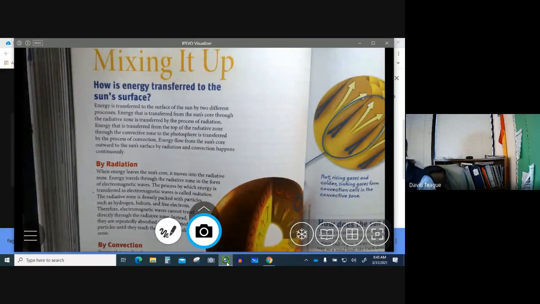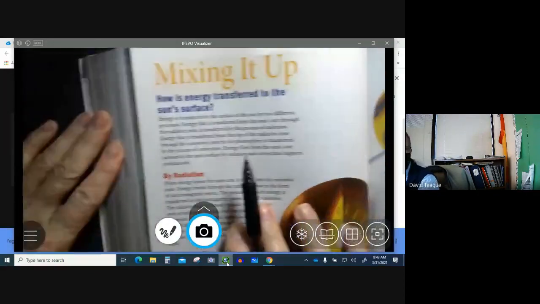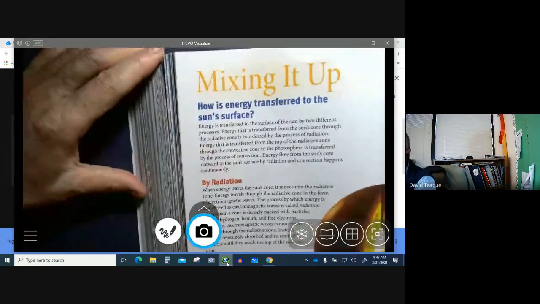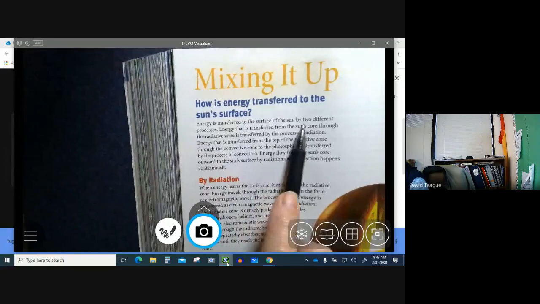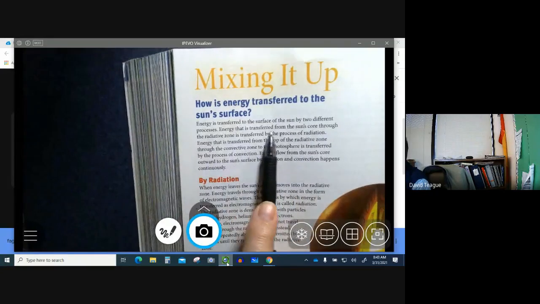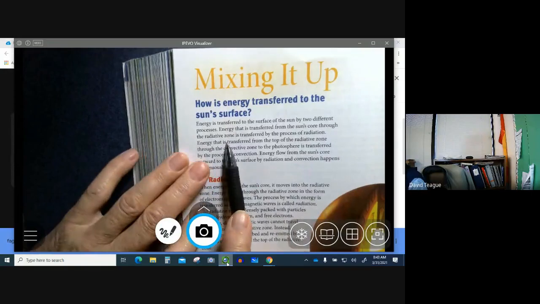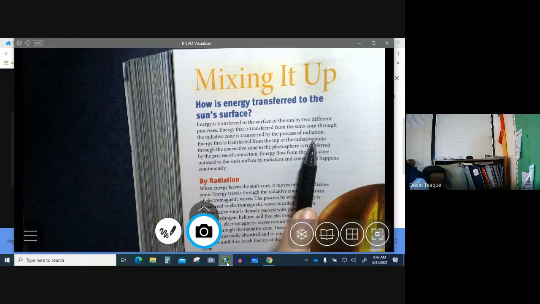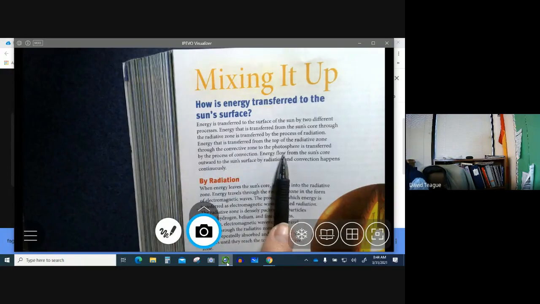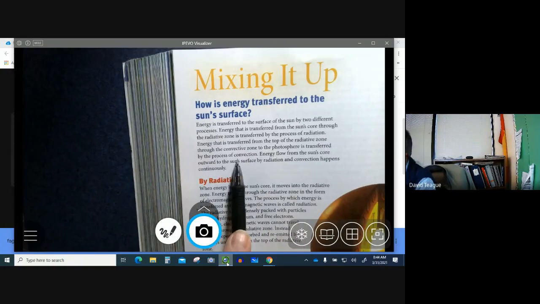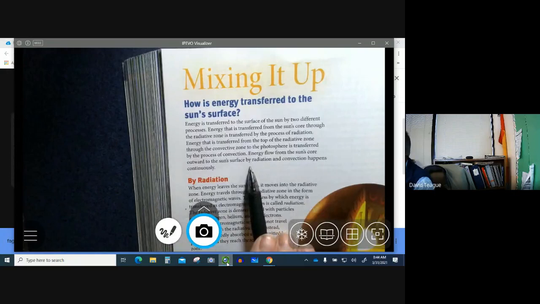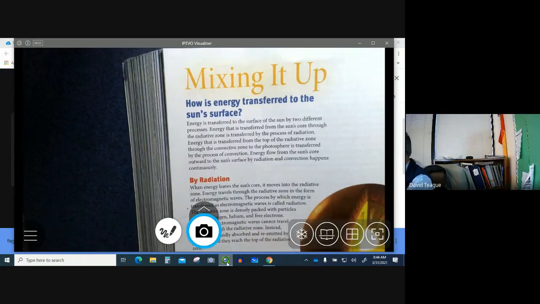How is energy transferred to the sun's surface? Energy is transferred to the surface of the sun by two different processes. Energy that is transferred from the sun's core through the radiative zone is transferred by the process of radiation. Energy that is transferred from the top of the radiative zone through the convective zone to the photosphere is transferred by the process of convection. Energy flow from the sun's core outward to the sun's surface by radiation and convection happens continuously.